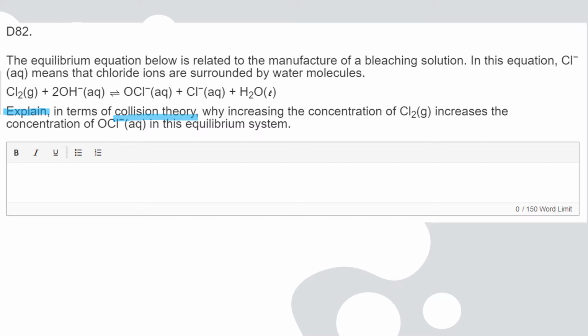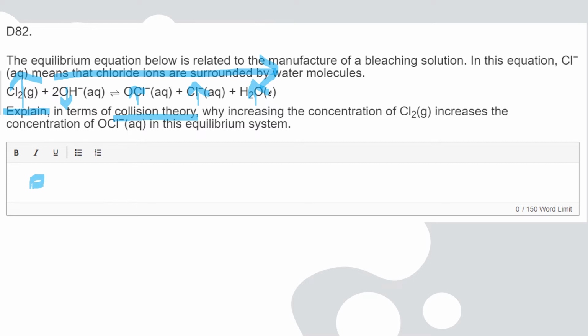So let's find Cl2 gas, and it says I was increasing it. Well, what happens when I increase the concentration of something? Find where the arrow is. It's going to switch to the other side. So it's going to go this way. So that means I'm going to start using up this extra Cl2, but I'm also going to use up some of this, and now I switch sides. So I'm going to make more of this, I'm going to make more of this, and I'm going to make more of this. So why does increasing the concentration of Cl2 gas increase the concentration of OCl negative?